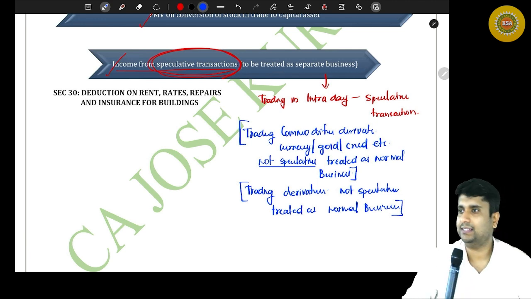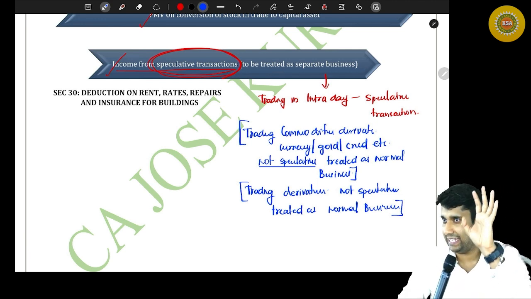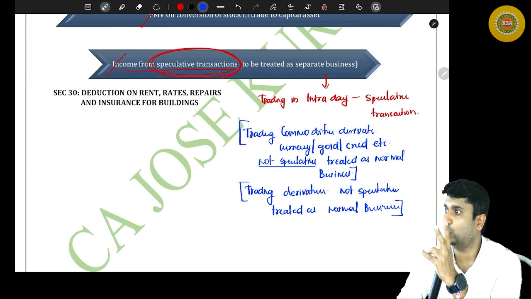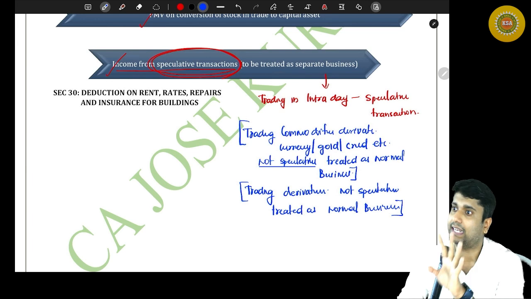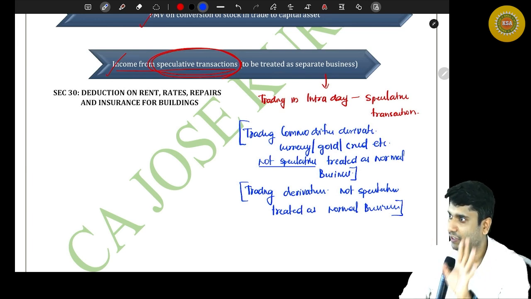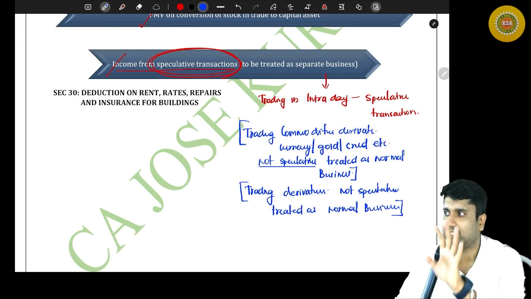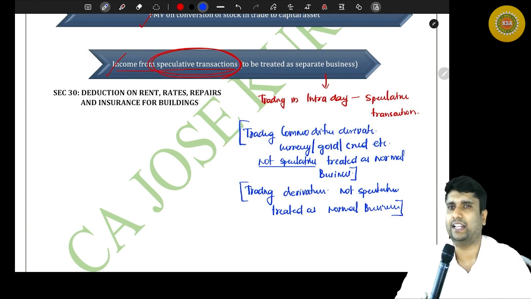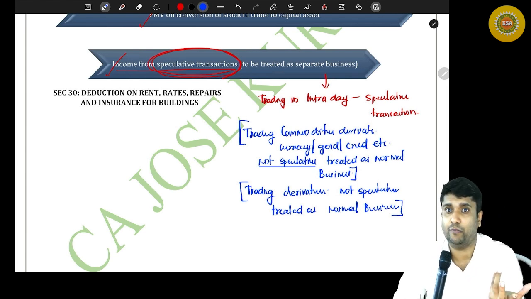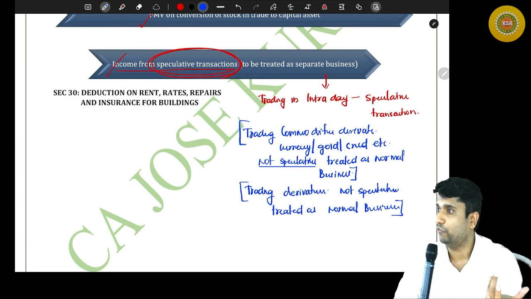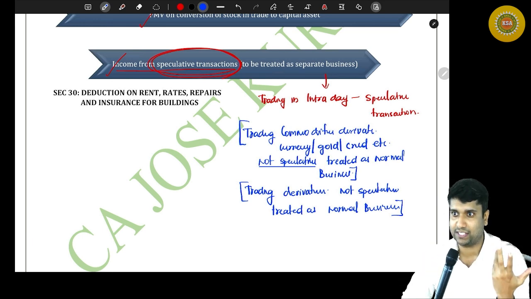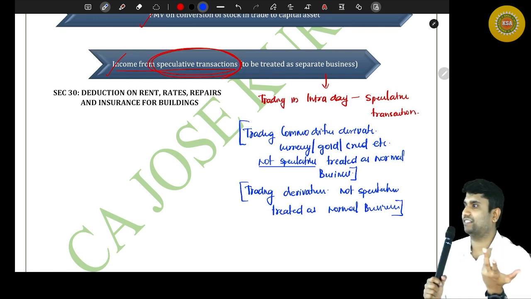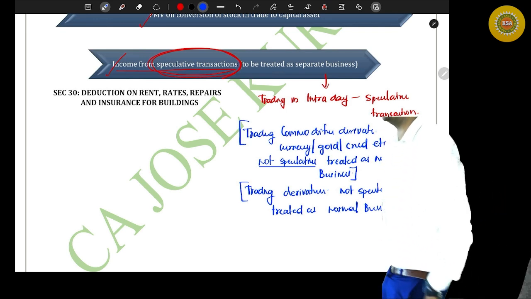So the point is, in the exam, if they are saying intraday trading, that is speculative. If they are saying commodity derivatives like gold, crude, silver, etc., that is normal business only. You have to treat it as a business activity, but normal business activity. If they are saying derivatives like futures, options, etc., I don't know whether you have heard about options and futures. If you have not, you have to Google and study, okay? Because being a revision class, I cannot teach you options and futures right now.